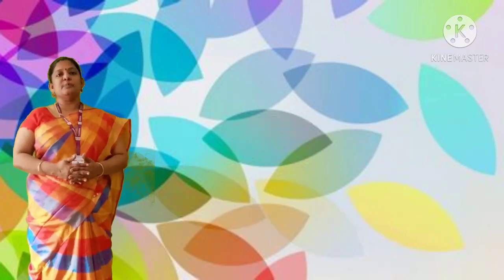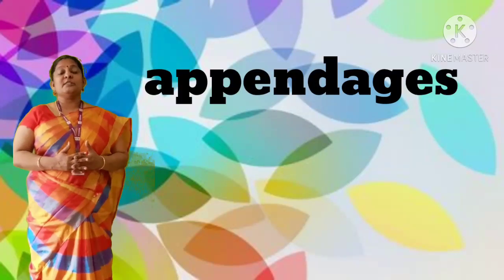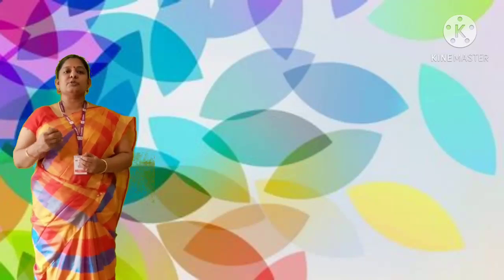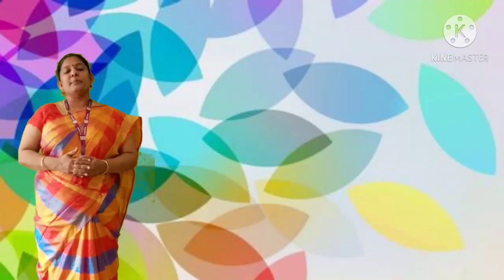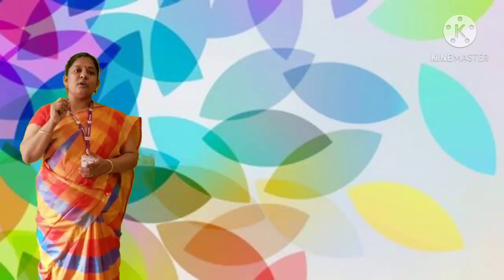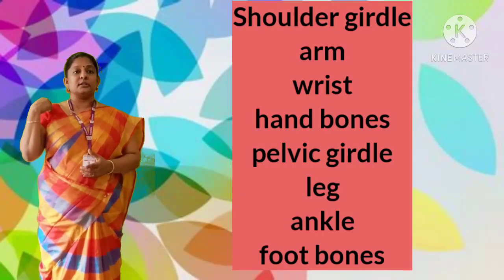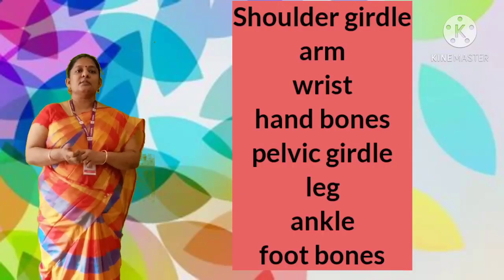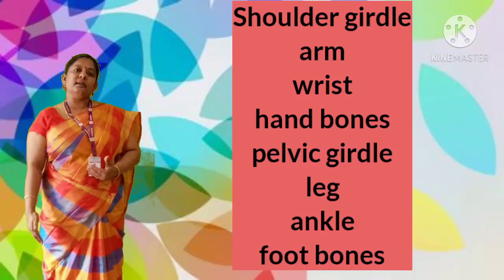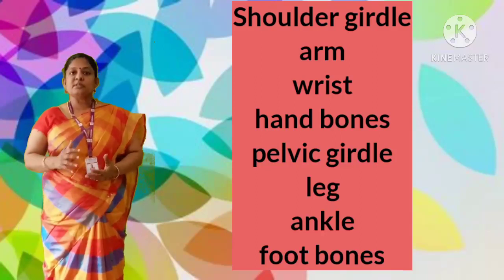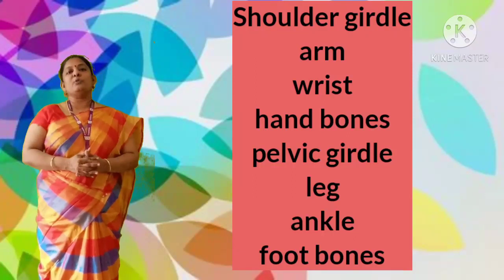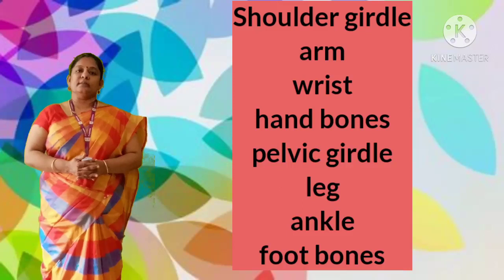The appendicular skeleton contains the bones which are present in the appendages of the body. The structures that connect the appendages to the axial skeleton come under the appendicular skeleton. Specifically, the appendicular skeleton comprises the shoulder girdle, the arms, wrist and hand bones, the pelvic girdle, legs, ankle and forelimbs, on the right side as well as the left side. Hand and leg bones come under this appendicular skeleton.